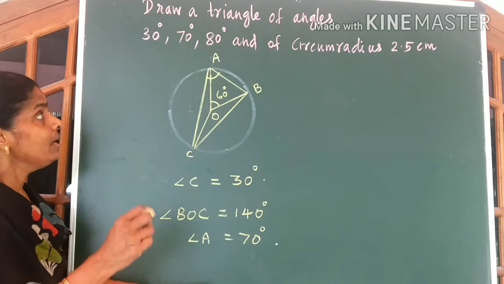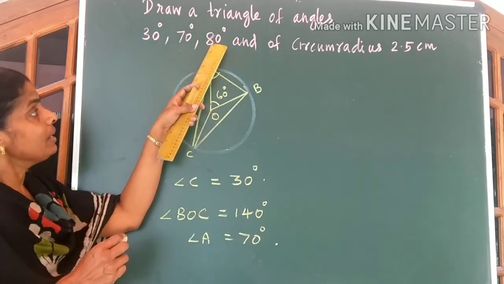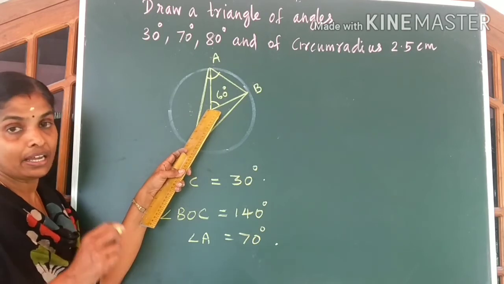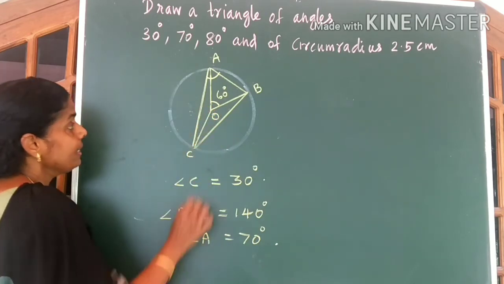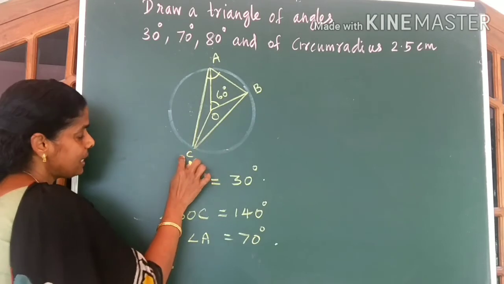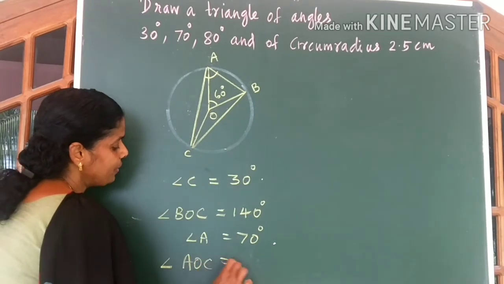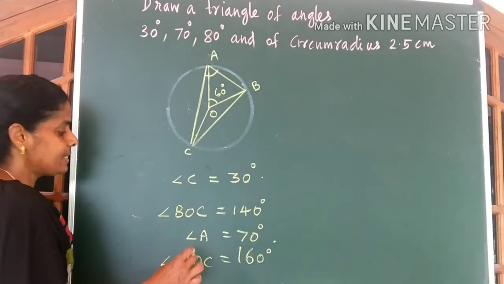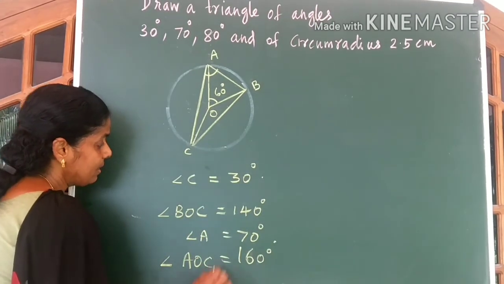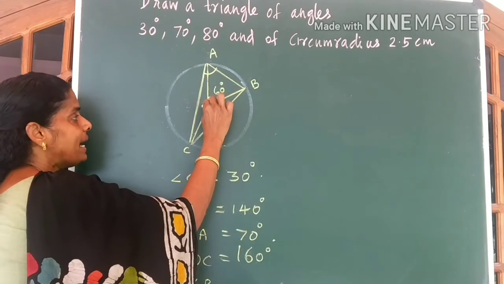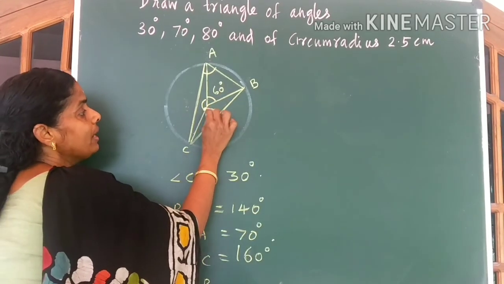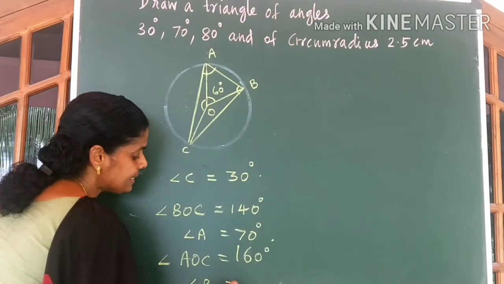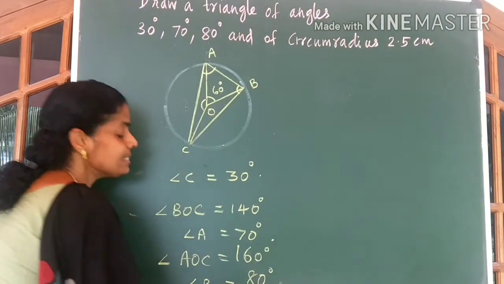Is it clear? The remaining angle double of 80, that is 160 degree. Angle AOC is equal to 160 degree. So we can say angle B. This angle is 160. Therefore, angle at B would be equal to 80 degree, half of the central angle.